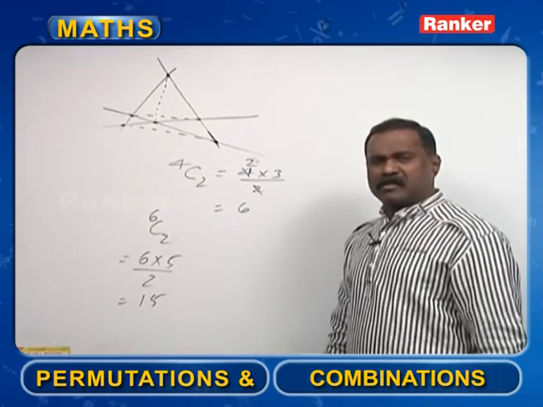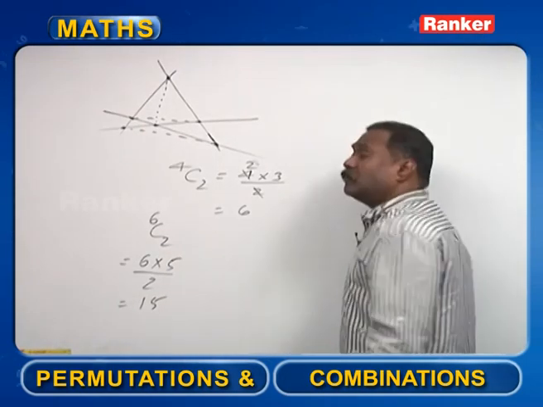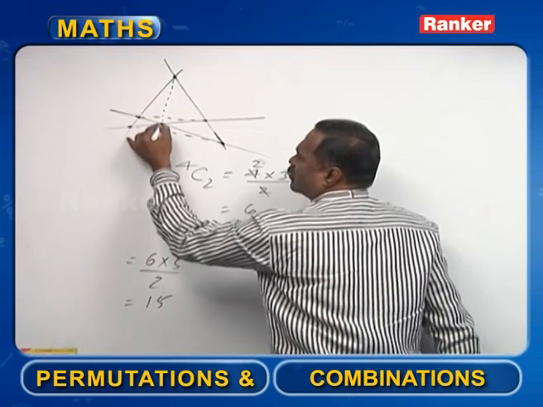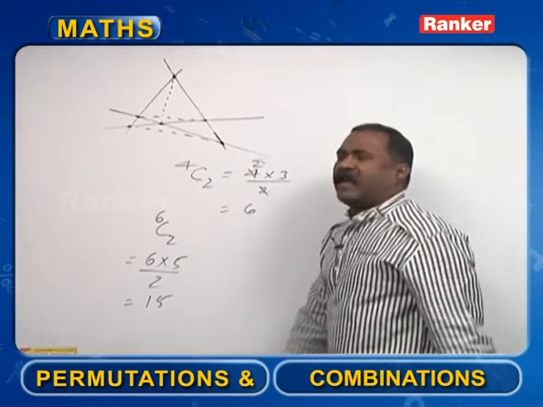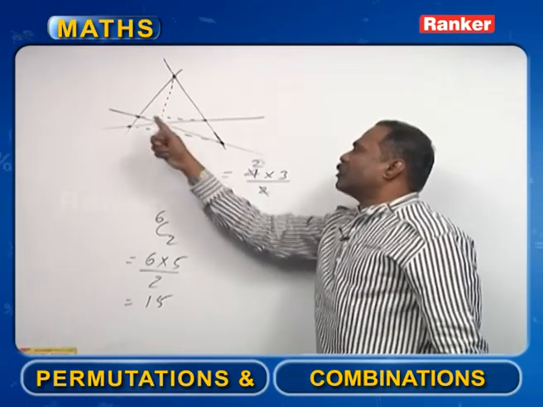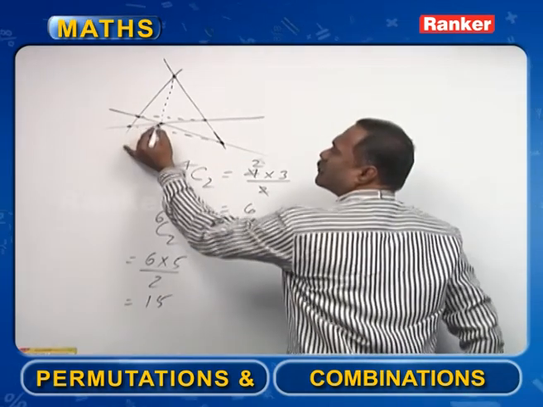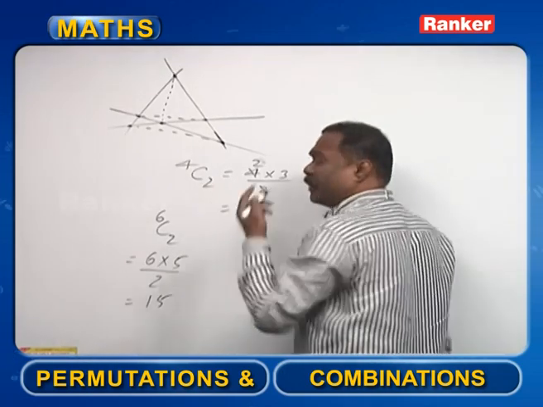So think most generally. Let me take this line. This line is intersecting this line at this point, this line at this point, and this line at this point. So the fourth line, let me say, is intersecting the remaining three lines in how many points? 3 points. Understand that? 3 points. Now from these 3 points, how many lines are formed? How many lines are formed? It is common sense.